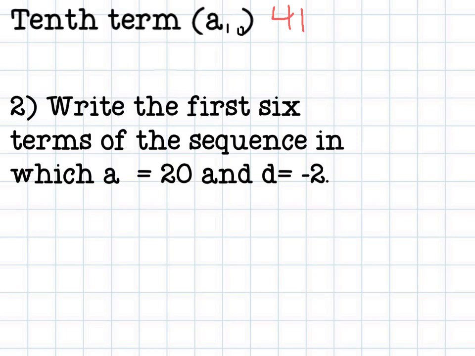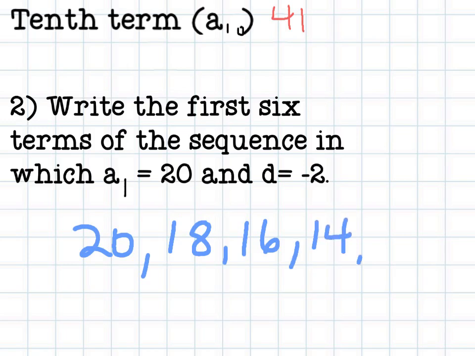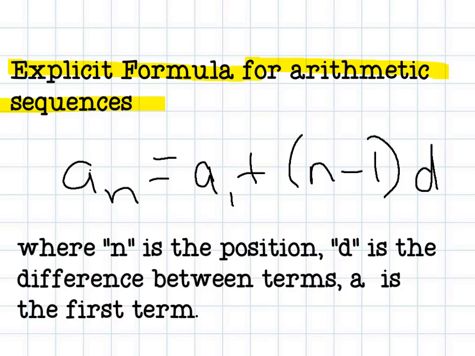Now, if we have a different sequence and it says, write the first 6 terms of the sequence in which a subscript 1 is 20 and d is -2. We're telling you start with 20 and every term after it take 2 away. So if we're starting with 20, our very first number will be 20. And then if I take 2 away, the next number would be 18. Then if I take 2 away, my number will be 16. Continue that pattern until you have 6 numbers. And you can see we now have the first 6 terms in the sequence.